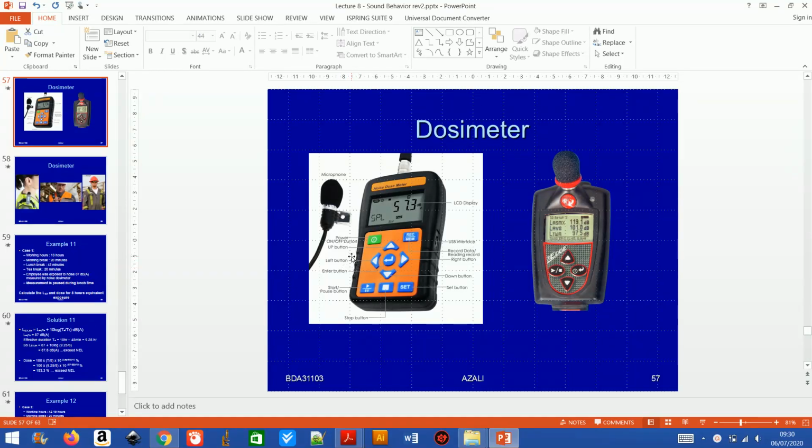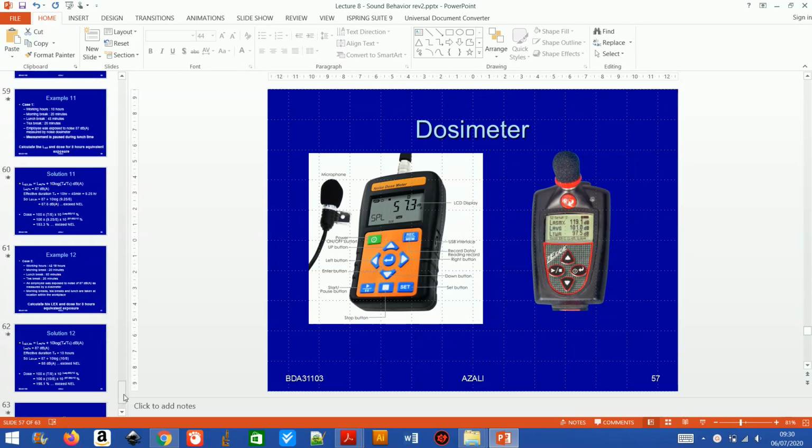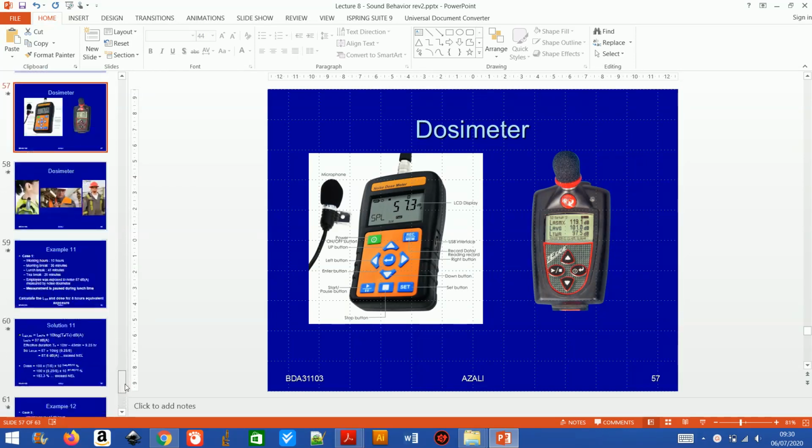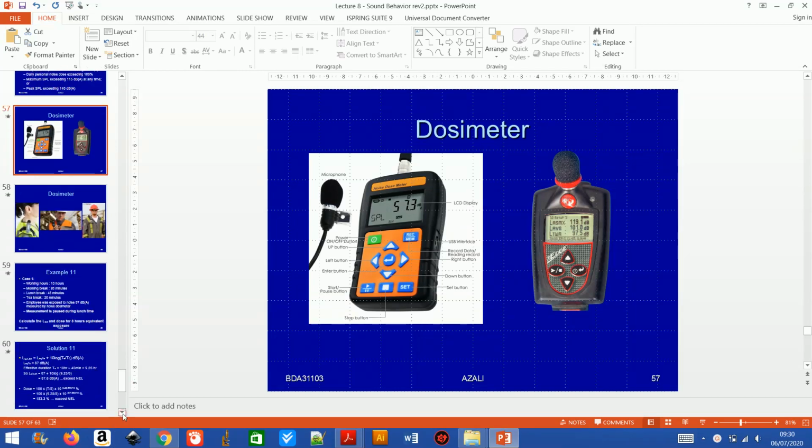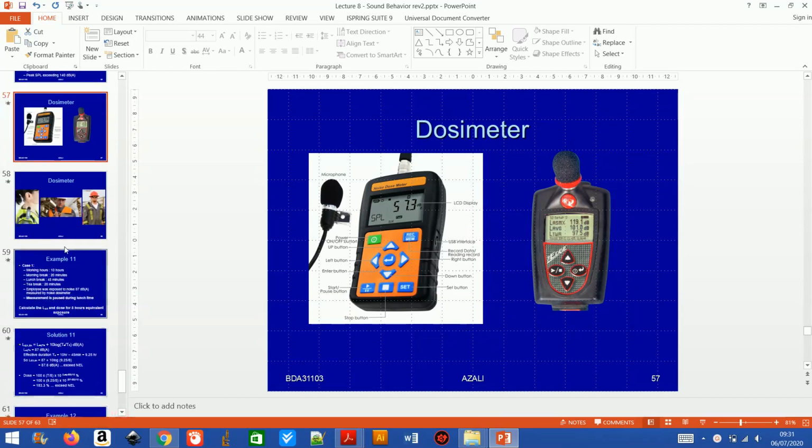In the previous lecture, we discussed noise measurement. We went through up until example 12, but there are some corrections on example 11 and 12, which I would like to discuss here.